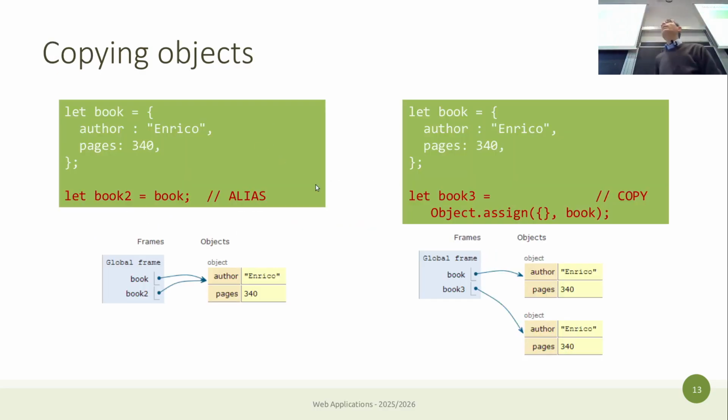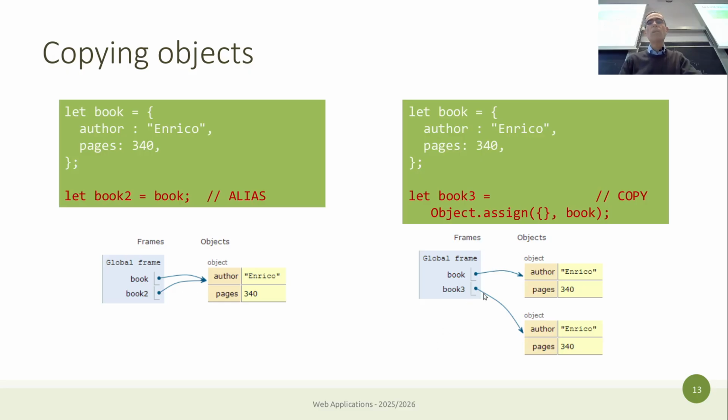Okay, copying objects, like copying arrays. Well, the problem is exactly the same. We are copying the reference. It means we don't have a copy of the values. So there's just a single array, a single object in this case. So book2 equal to book, it's just an alias. It's a second reference to the same object.